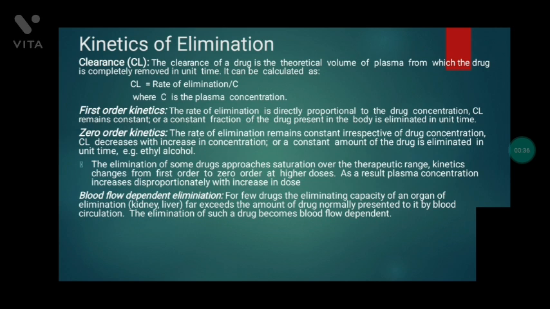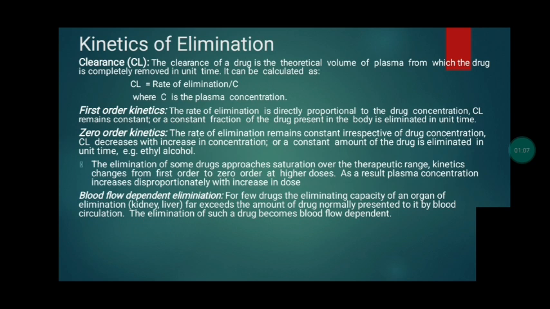Kinetics of elimination. Clearance: the clearance of a drug is the theoretical volume of plasma from which the drug is completely removed in unit time. It can be calculated as Cl equals rate of elimination divided by C, where C is the plasma concentration. First order kinetics: the rate of elimination is directly proportional to the drug concentration. Cl remains constant, or a constant fraction of the drug present in the body is eliminated in unit time.